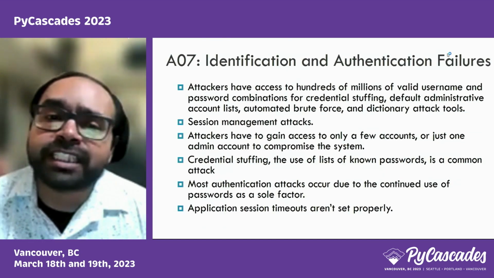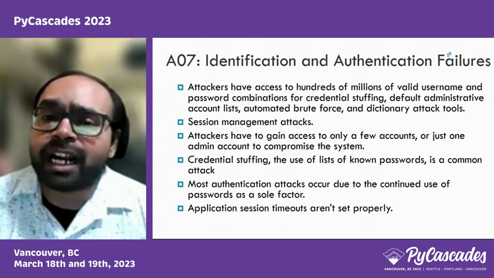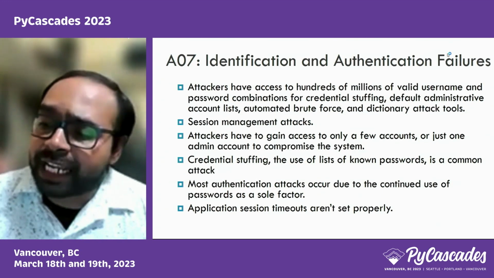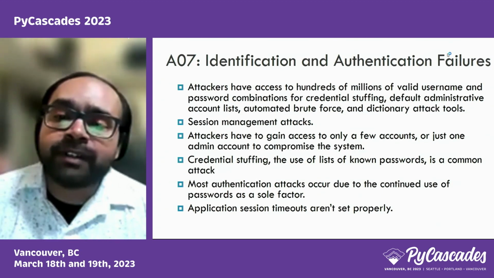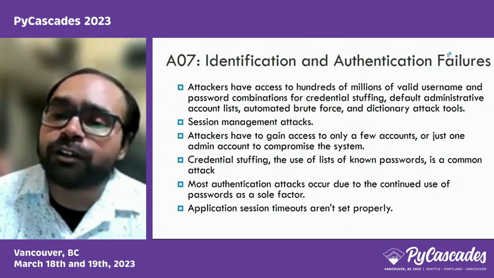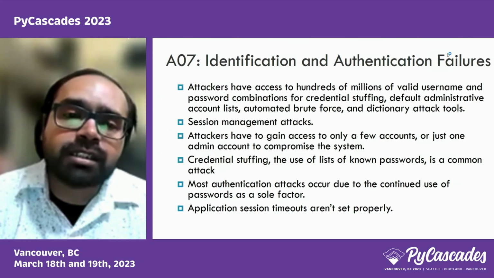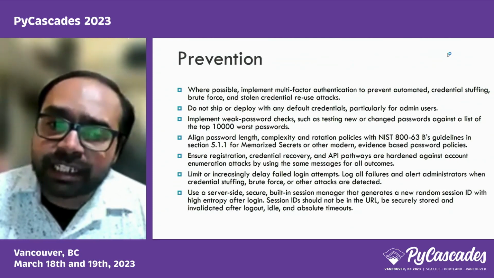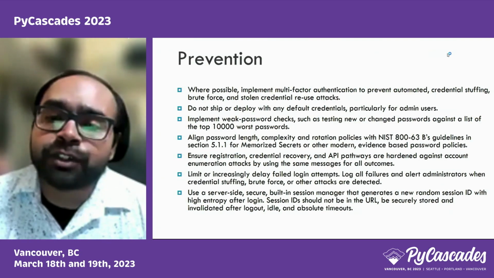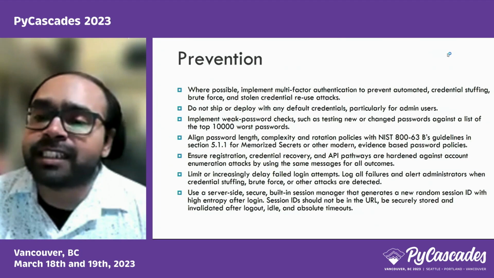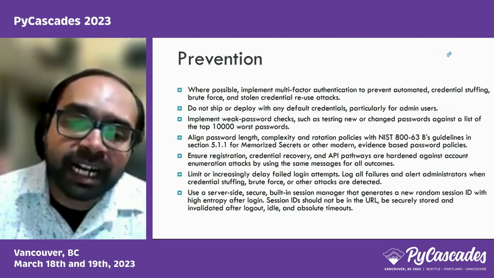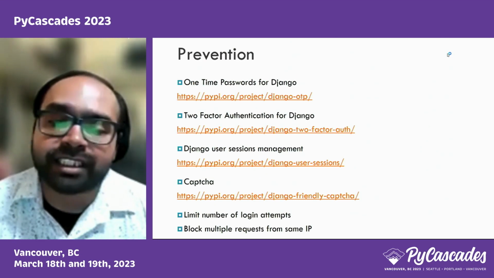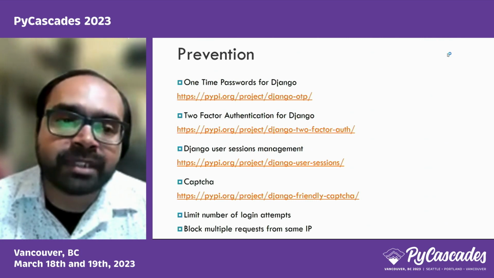So seventh one is the identification and authentication failures. So here attackers have access to hundreds of millions of valid usernames. So instead of attacking all these accounts, they will directly try to gain access to only a few accounts, especially the privileged accounts. So the solution is that wherever possible, implement multi-factor authentication, then check it against worst passwords list and ensure that it conforms to the standards such as NIST 800-63B guidelines and so on. And prevention is you can use one-time passwords, multi-factor authentication, captchas, limit number of login attempts, and so on.